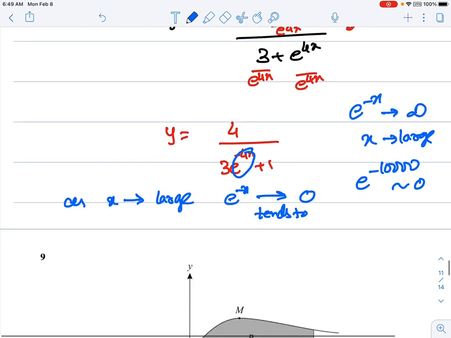So I'll be getting 4 over 0 plus 1, which is 4. So y approaches 4, that's going to be the answer. That is the reason why we should get e to the power of minus of something, so that it always becomes 0 when x becomes very large.